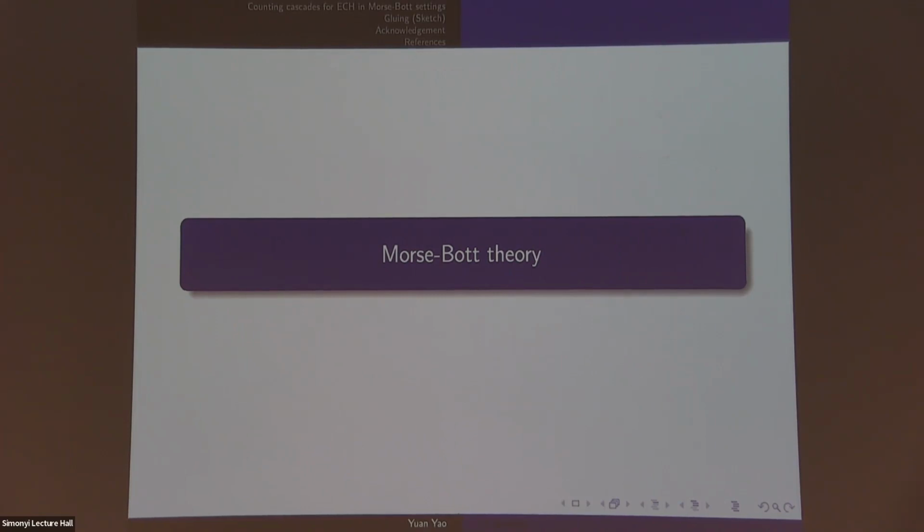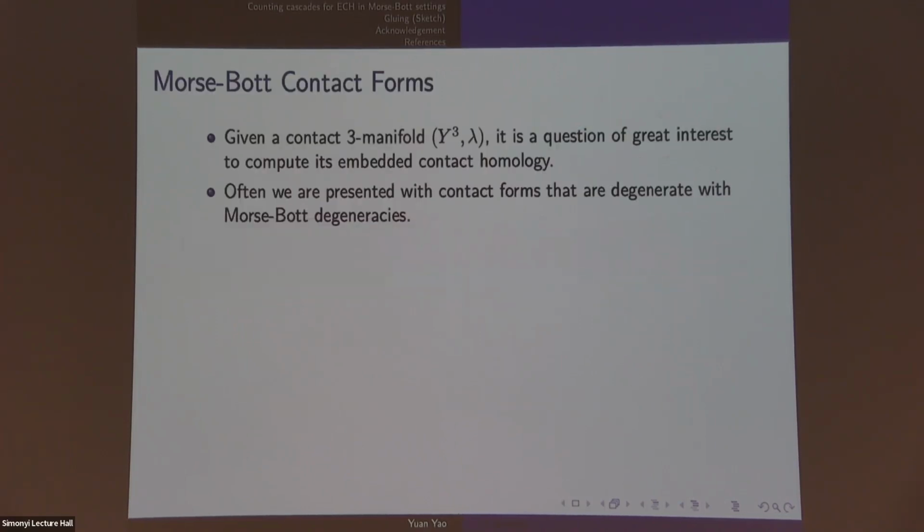All right, so hopefully I've convinced you that if I give you a contact three-manifold, it's a question of great interest to compute its embedded contact homology. And as we recalled earlier, to define the ECH chain complex, my orbits have to be non-degenerate. The orbits have to be isolated from each other.